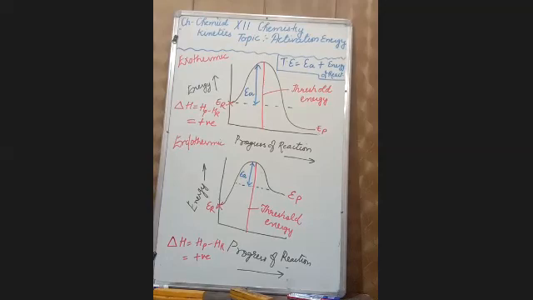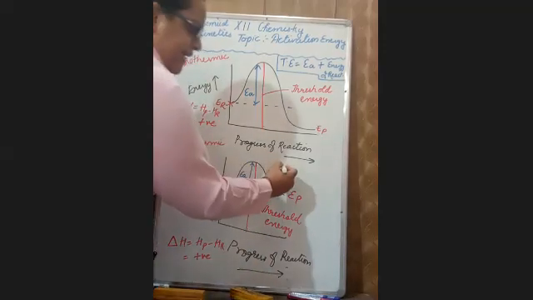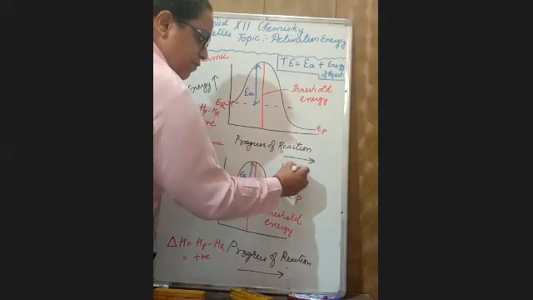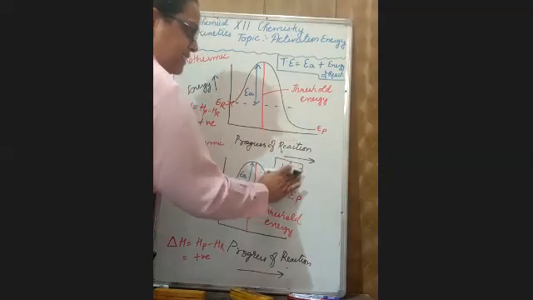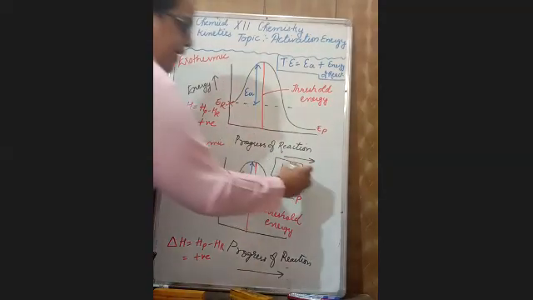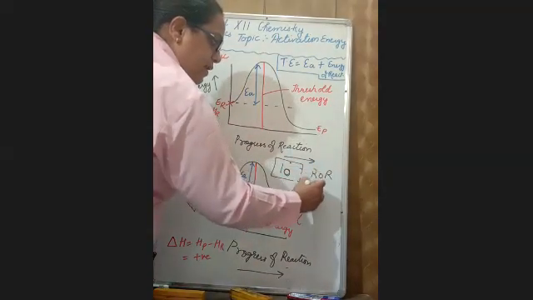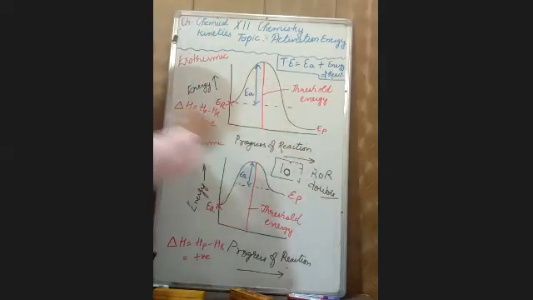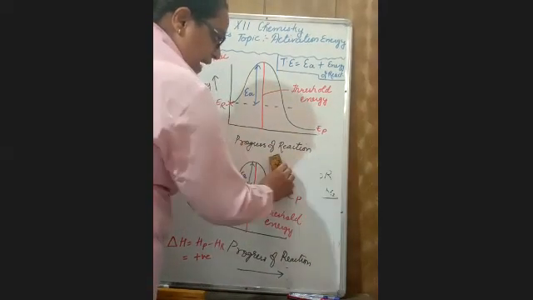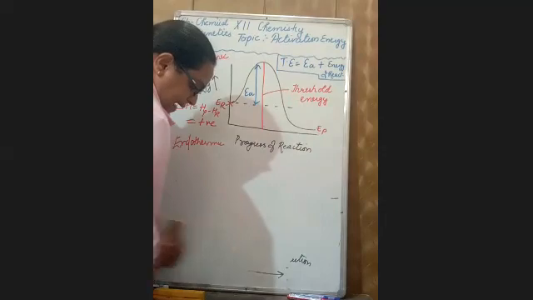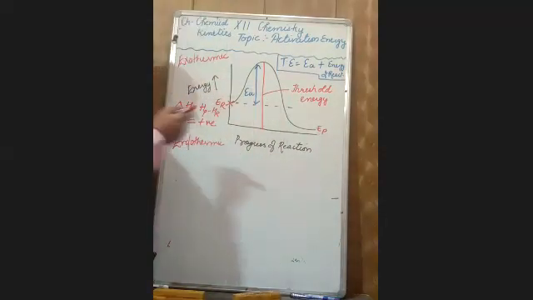Whenever we increase the temperature, the rate of reaction becomes fast. Or we can say that with every 10 degree rise in temperature, the rate of reaction becomes double. This was first given by Arrhenius.